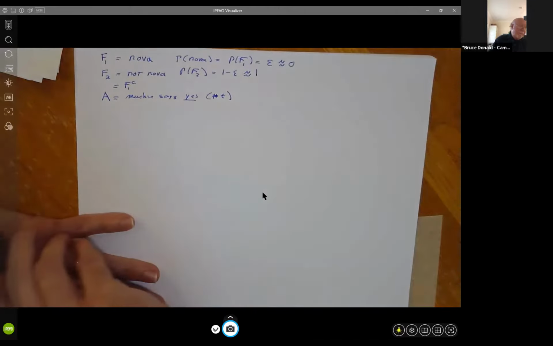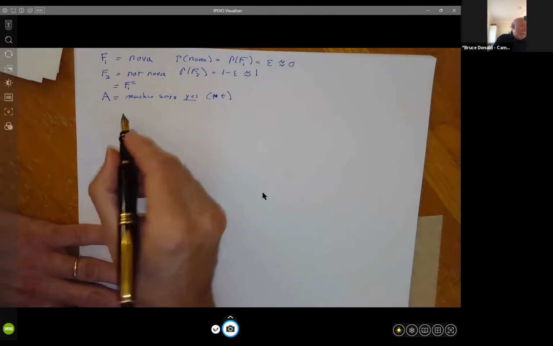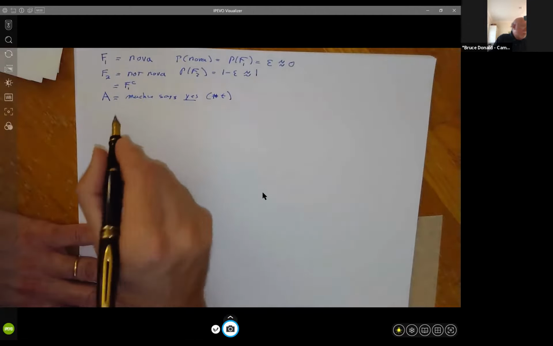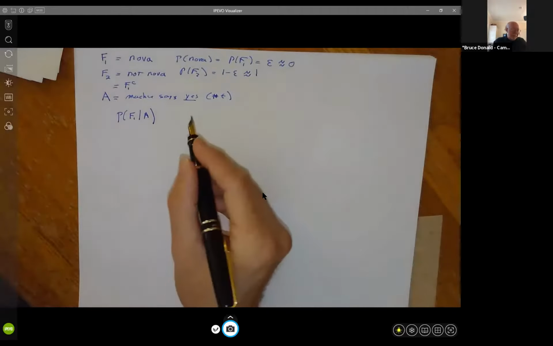Now you can, I hope, see the beauty of this next equation. We're interested in the probability of F1 given A. Why are we interested in this? A is what we observed. A is what the machine tells us, right? The machine says yes. But if it says yes, what is the real probability under the Bayesian framework that the sun has actually exploded? So that's why this is of a lot of interest.